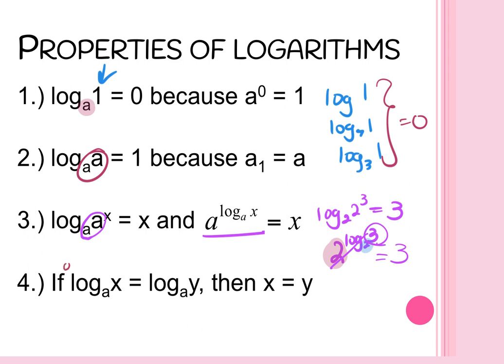And then the last one, and this is your one-to-one property using logs. If you have a log of the same base on either side of the equal sign, then you can ignore the log and just set what's next to it equal. So if it said log base 2 of x equals log base 2 of 3, then my answer again would be x equals 3 because the log and the 2 are the same. So that's your one-to-one property applied to logs. Questions?